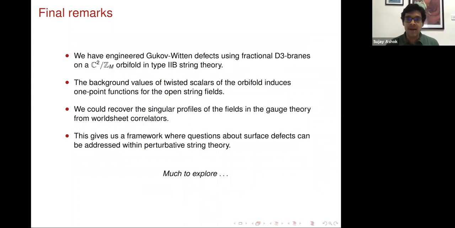Okay, so these are my final remarks. I've repeated it many times. The basic result is that we've recovered the singular profiles of the fields in the gauge theory using worldsheet correlators, and we can ask questions about defects now in a B-brane framework. So you could ask questions that might not have been obvious in the gauge theory context that you can now ask using B-branes. You can consider intersections of branes, whatever, consider more general defects. So there's a lot to explain.